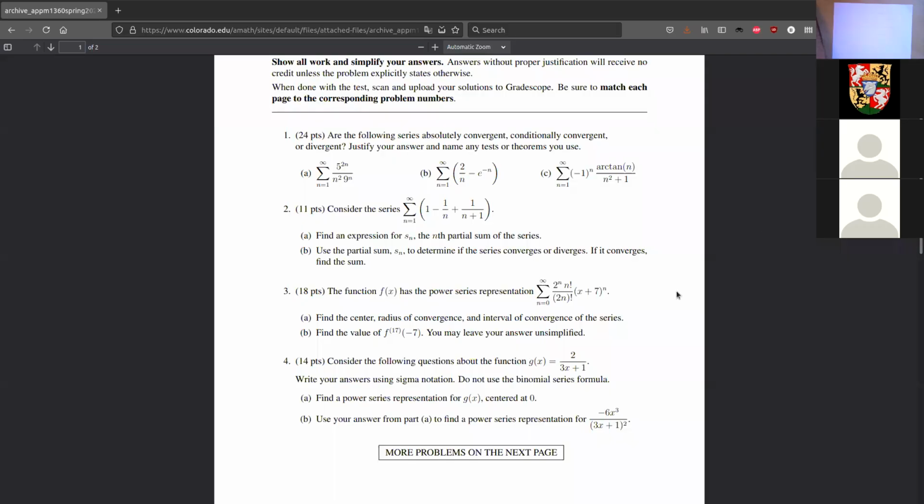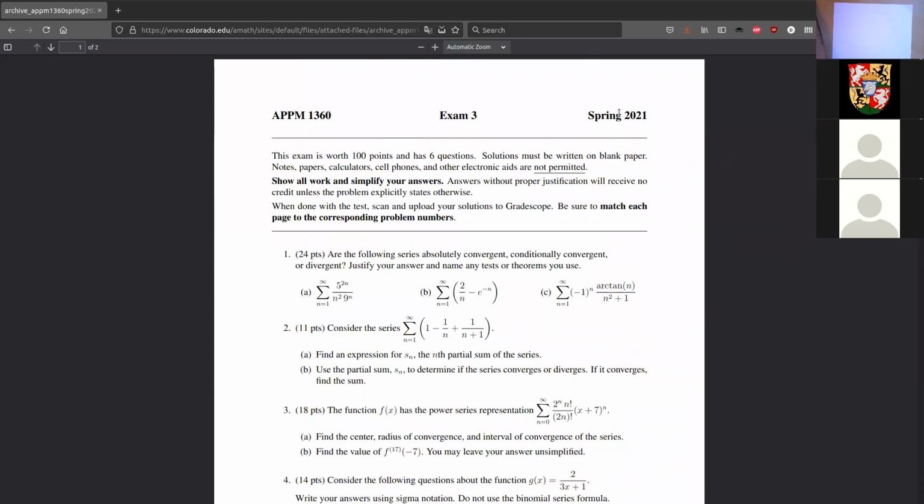Someone says they're confused about Taylor and Maclaurin series. I don't know. So here's my desktop. This is exam 3 from APPM spring 2021.